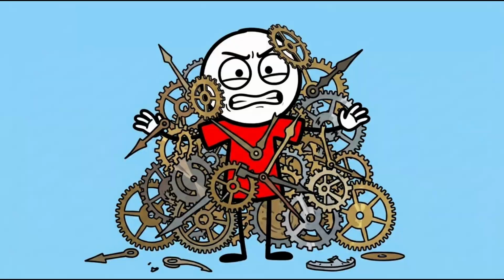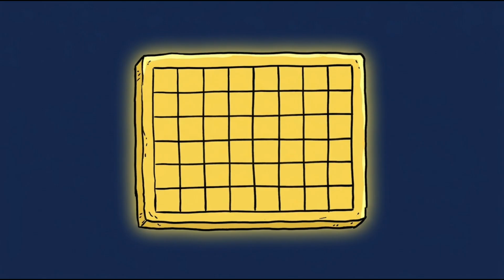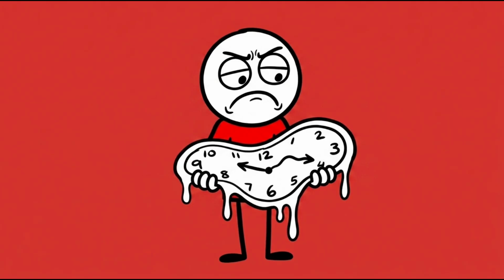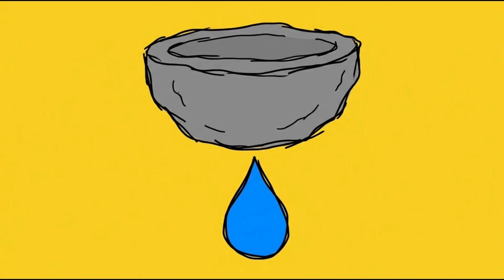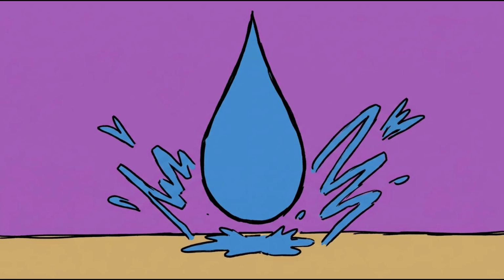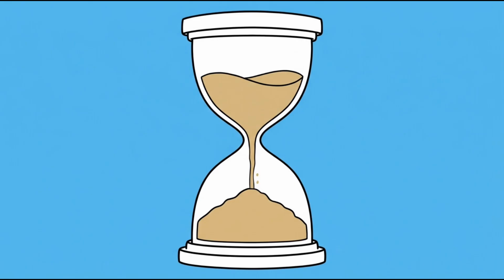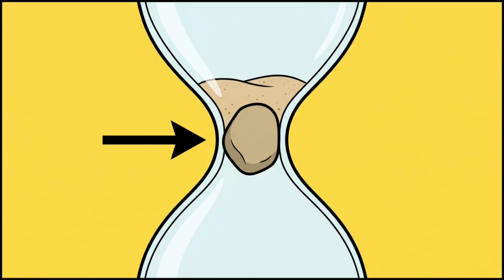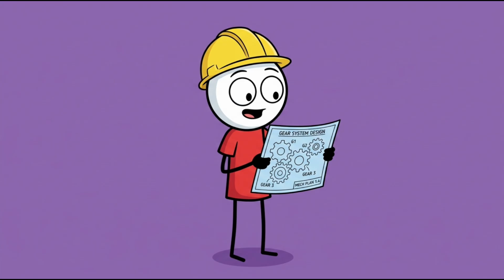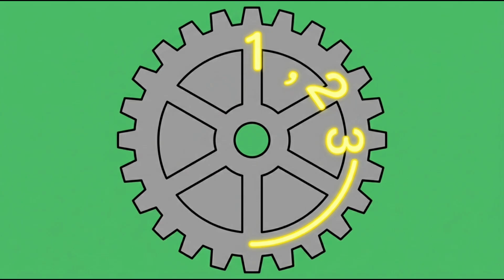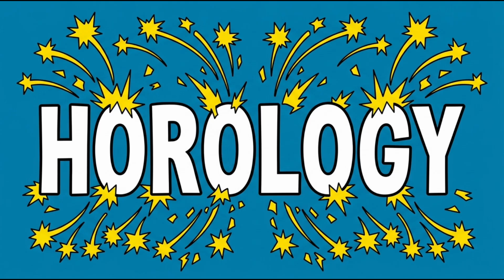But everyday time was still a mess. Astronomers had perfect mathematical maps, but everyday clocks were terrible. People tried using water clocks, just water dripping slowly from a bowl. But water pressure constantly changes, or the water just freezes solid. Hourglasses weren't much better. The sand gets clumped and stuck. Humanity needed a true mechanical design, a machine that could count perfectly. This was the birth of true horology.